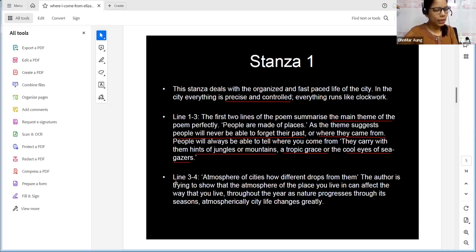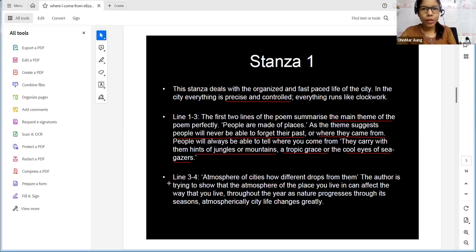Atmosphere of cities in the poem. Atmosphere of cities, how different drops from them, like the smell of smoke or the almost not smell of tulips in the spring. Nature tidily plotted in little squares with a fountain in the center, museum smell. Art also tidily plotted with a guidebook, or the smell of work, glue factories maybe, chromium plated offices, smell of subways crowded at rush hours. Up to that, it is about the city, you know, urban life.